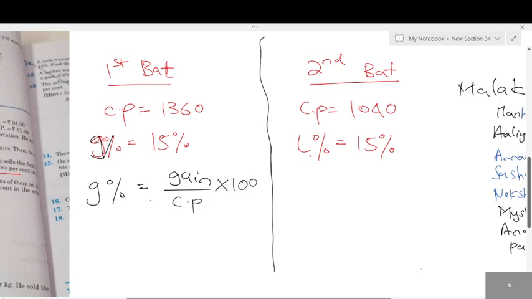This is the first point. Second, in place of gain percent, substitute this value. What's the value given? 15. 15 is equal to what is gain? We don't know, right? Gain is not given. What is the cost price?